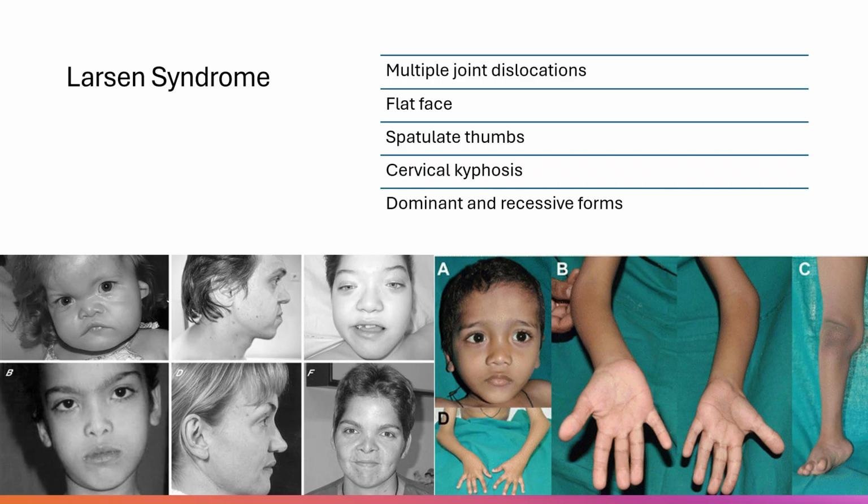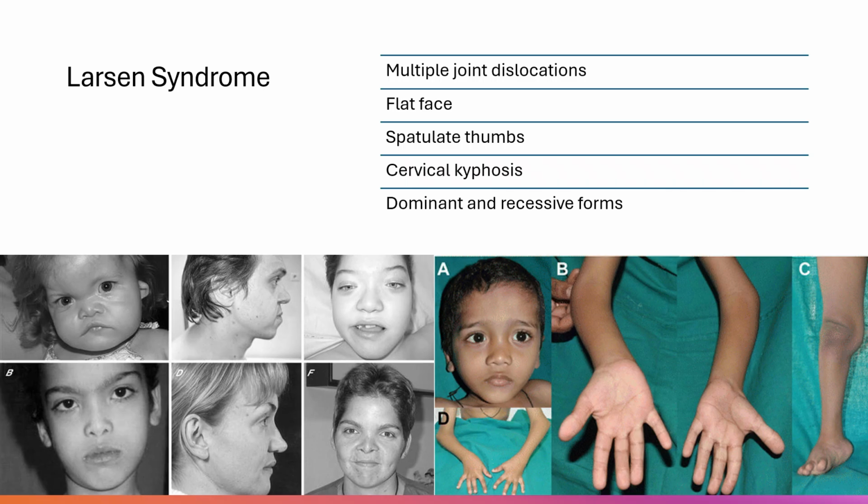Instead of bones that are too short, too curved, or too fragile, this condition creates joints that are too loose and unstable. The multiple joint dislocations that characterize this condition occur because the connective tissues that normally hold joints together develop abnormally, allowing bones to slip out of their proper positions. Picture how this joint instability affects the baby's development and appearance.